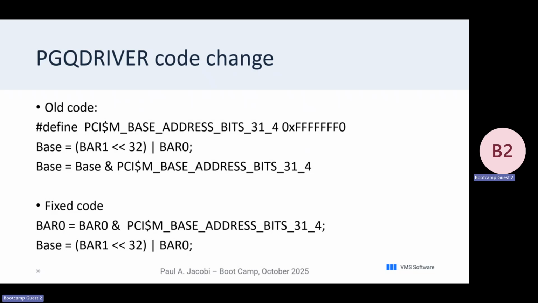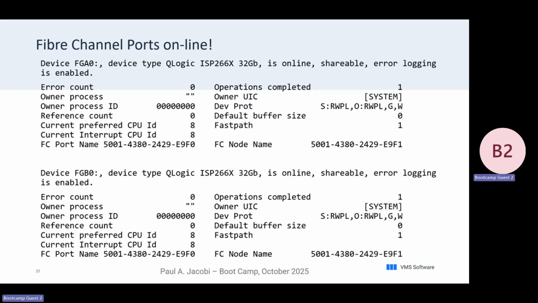So the fixed code uses that 32-bit mask against BAR 0 to clear out the flag bits, and then adds that directly together with BAR 1 to get a full 64-bit address. When we did that, we reloaded the driver, and hooray, we get the log, and that resolved our hang problem. The driver's up and running. We're able to log in, and now we can see we've got 2 Fibre Channel ports online. Dave Fairbanks and I are just congratulating each other, like, oh, that was a tough one.